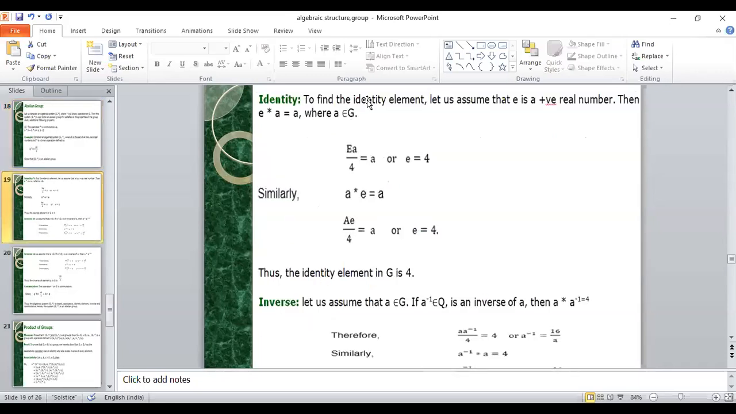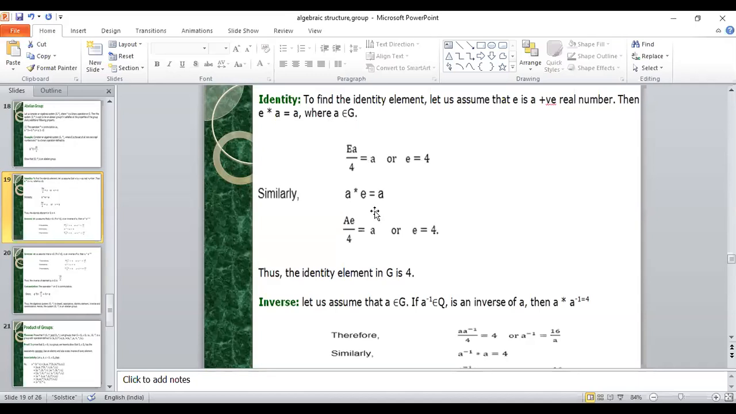Next we prove identity. To find the identity element, let us assume that e is a positive real number, then e * a = a. This is the identity condition, where a belongs to G. Since the binary operation is defined like this, ea/4 = a. From that, a and a cancel, so e = 4.